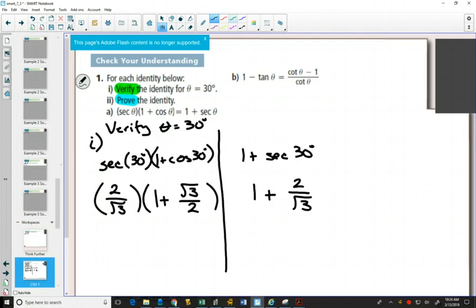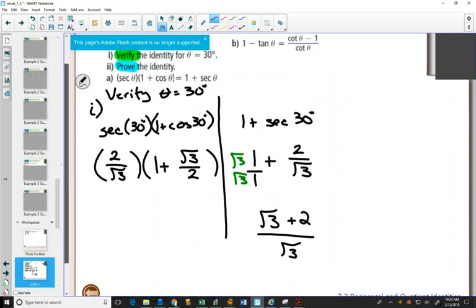So I'm going to start with the right side because it's easier. If I wanted to write this as a single fraction, I need a common denominator. And so this is 1 over 1. I am going to multiply that 1 over 1 by root 3 over 3 to get a common denominator. And then I get root 3 plus 2 all over root 3 as a single fraction on the right-hand side. I'm going to do the same thing on the left-hand side, but on the left-hand side, I'm going to distribute first.